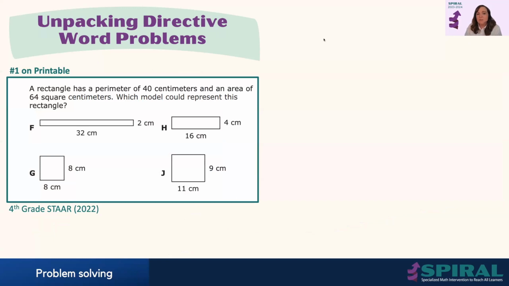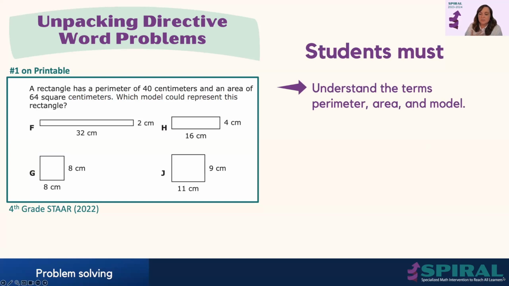So we have a directive word problem here. This is a fourth grade STAR question. Probably those of you who work with students in grade 4, you've probably seen this released item or items similar to this. So I would expect that students would be asked a very similar question about perimeter and area on the STAR in 2024. So let's think about how we could use our UPS check attack strategy to solve this problem.